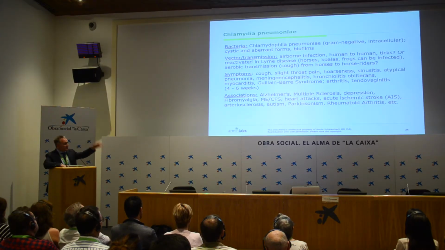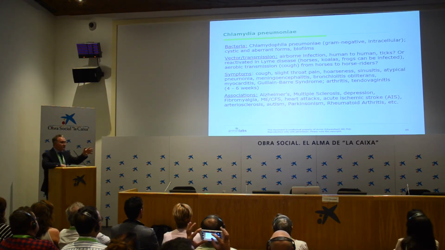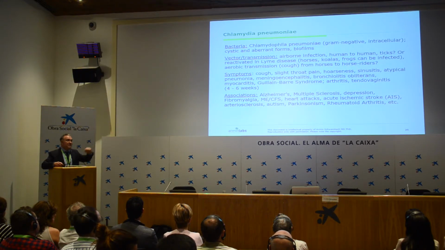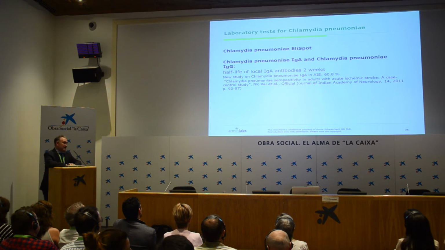Some say, oh, I have a sexual problem. Alzheimer's, multiple sclerosis, depression, fibromyalgia, ME, CFS, heart attacks, ischemic strokes, atherosclerosis, autism, Parkinsonism, rheumatoid, etc. So this is Lyme disease? No, it's chlamydosis. Chlamydosis, it's a little different. We have to check for that. Why not? And we have a perfect IgA test. I just can recommend that.